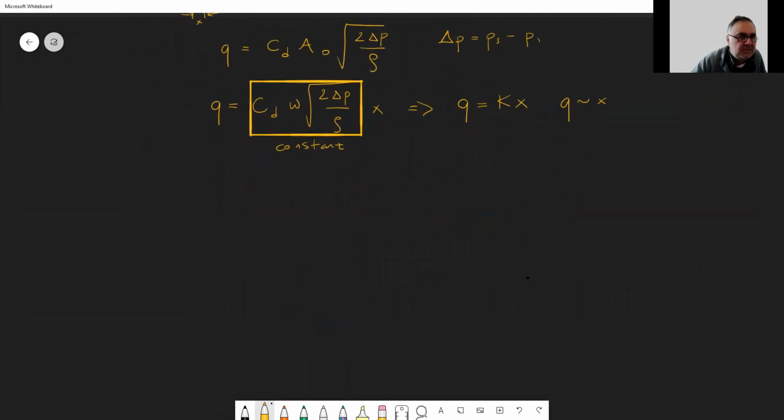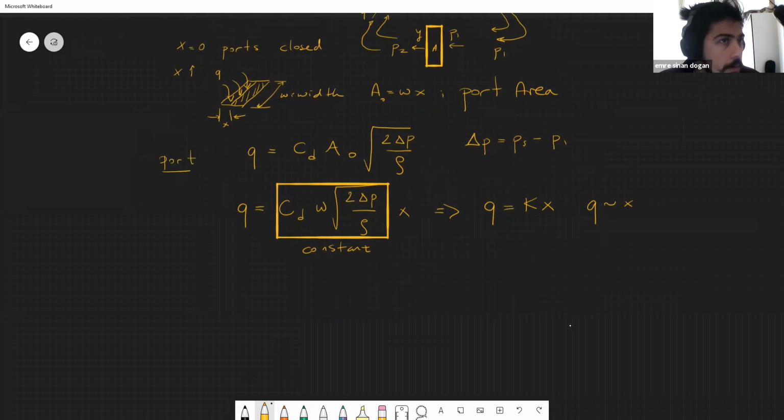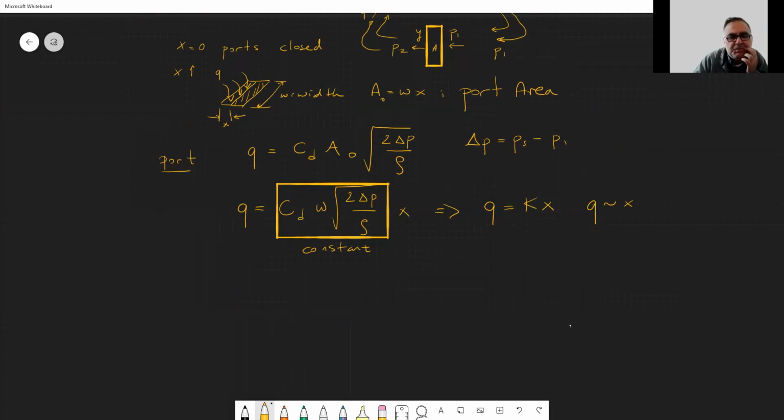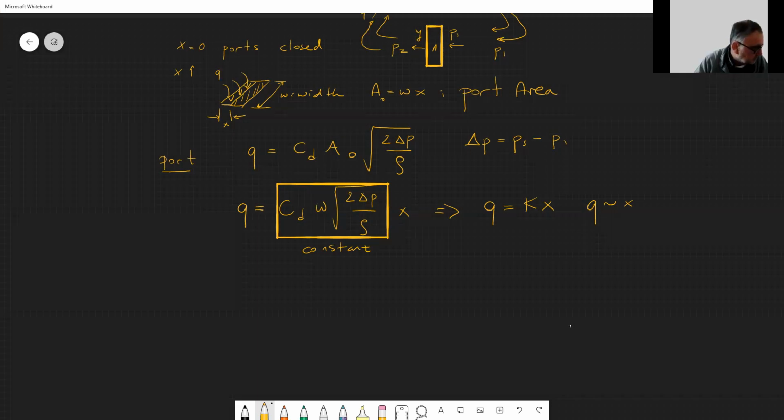Now this is the port part of it. Hocam, we call the port area the open gap, right? Not the whole thing. It is the gap that is opened by the motion of x, so that the flow goes through that area. Okay, thank you.